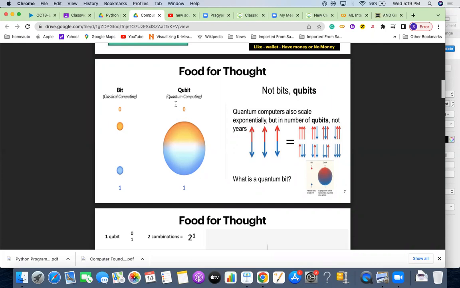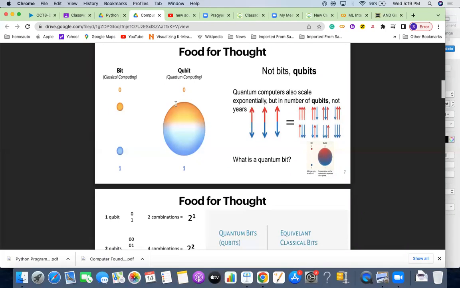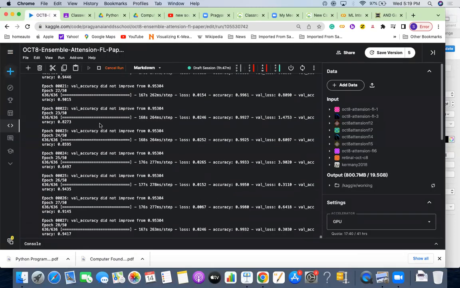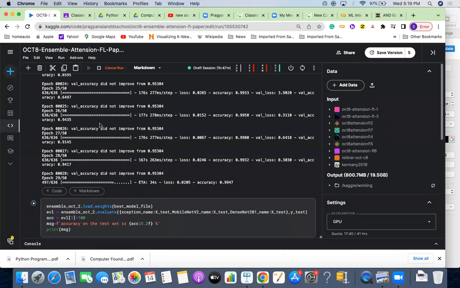Now in quantum computing, 1 core can do the work of an 8 core. I'm not exactly saying the same thing, I'm just giving an analogy. One CPU can do the work of 8 cores. That is how quantum computing is gaining a lot of traction, and it can solve very complex things. For example, this is what I'm using, what is called a GPU. To run this program, it is taking almost 1 day.